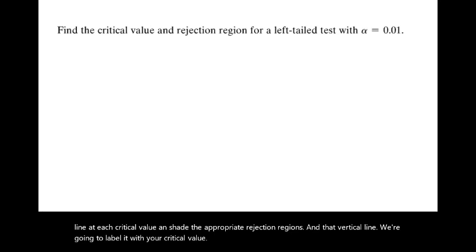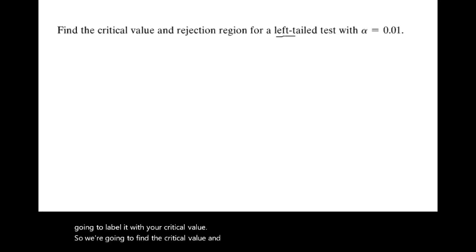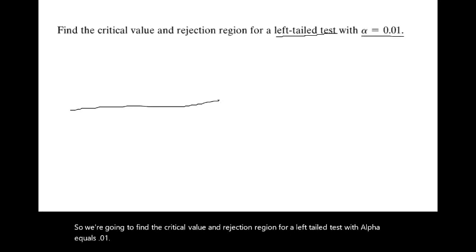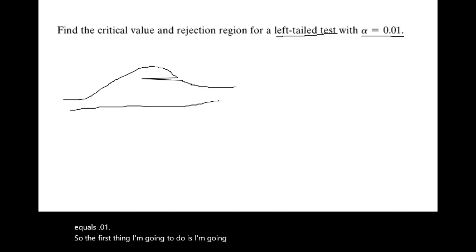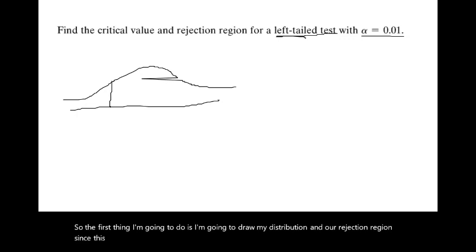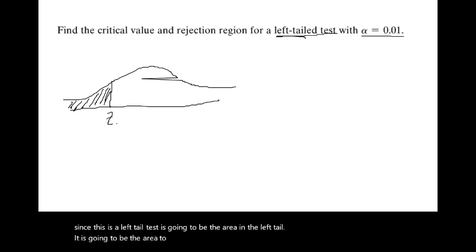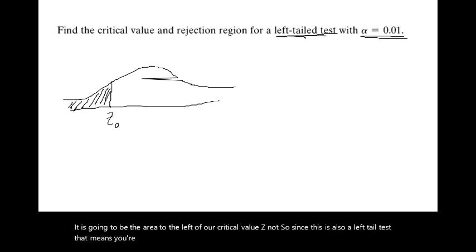So we're going to find the critical value and rejection region for a left-tail test with alpha equals 0.01. The first thing I'm going to do is draw my distribution. Our rejection region, since this is a left-tail test, is going to be the area in the left tail. It is going to be the area to the left of our critical value, z0. Since this is a left-tail test, that means your alpha is the area in the left tail. So the area of this tail is 0.01.